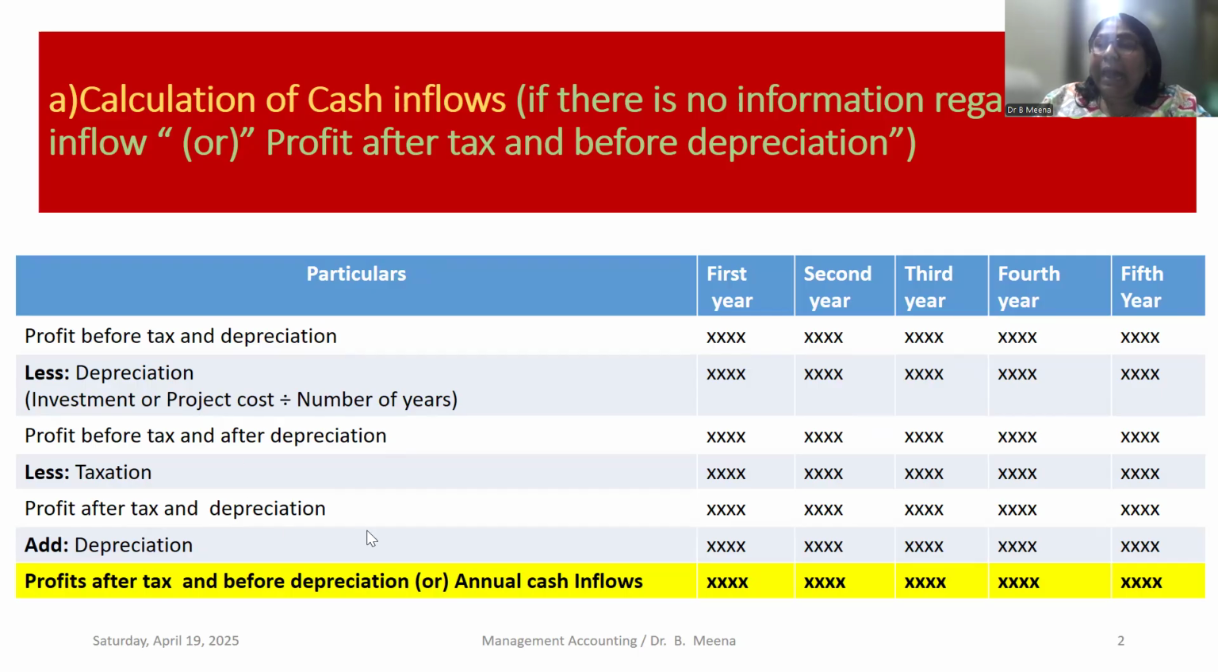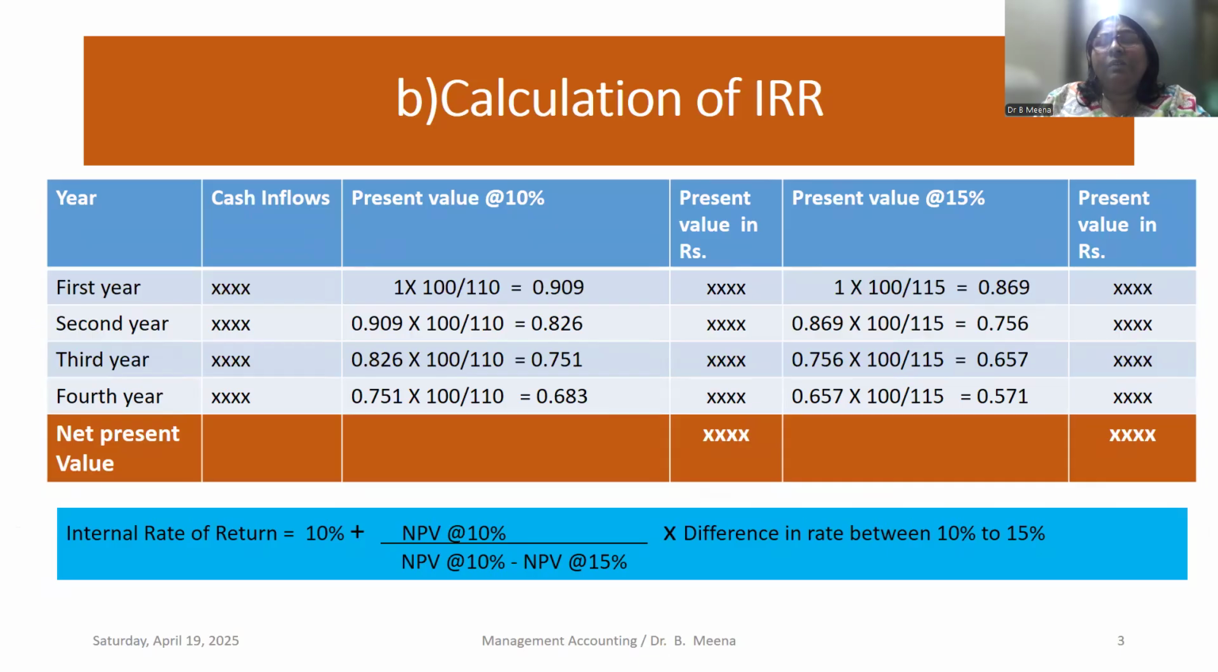Once you calculate the annual cash inflows, we need to keep two different discount rates, the lowest rate as well as the highest rate. It is better to have 10% as the lowest and 15% as the highest discount rate for all your cash inflows, and calculate the present value of all the cash inflows based on the 10% discount rate and the 15% discount rate. Once you have calculated using this format, go for the workings for IRR using this formula.